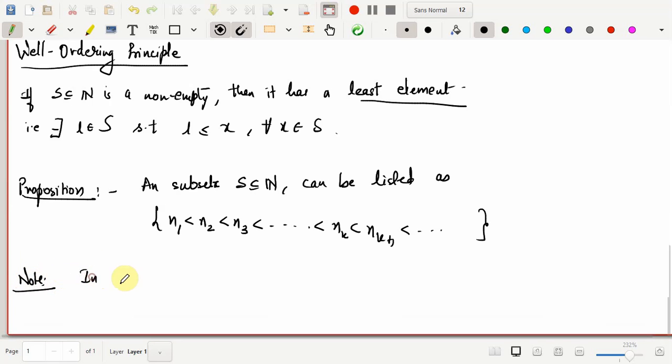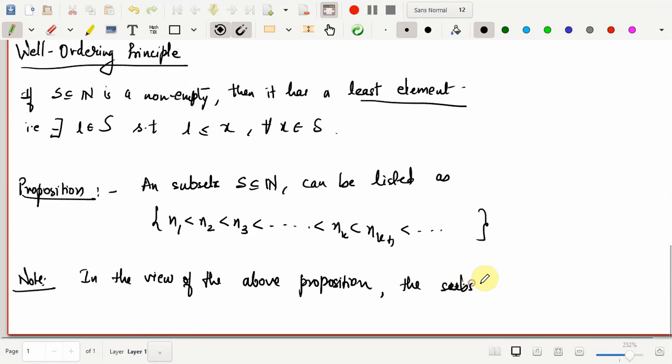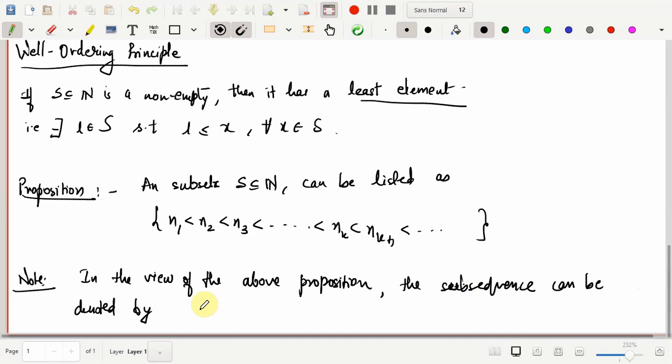So in view of the above proposition, the subsequence can be denoted by x_{n_k}, where k is varying.